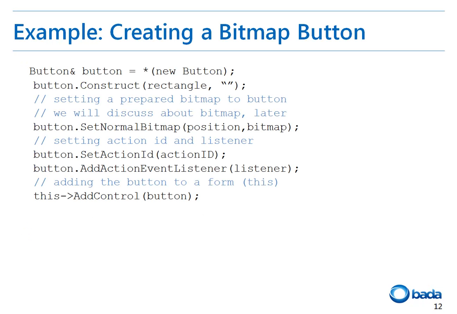Let's have a look at how we can create a bitmap button. You can create a bitmap button by calling the new and construct functions. You can specify the position and size of the button by specifying the rectangle parameter of the construct function, which contains the position and size parameters. Since this example is for a bitmap button, an empty string is put for the text parameter. Then, a bitmap is added to the button. I'll go over the procedures to create a bitmap in detail later. Then, the action ID is specified for the button, and the listener is added. You then add the button to the form so that it can be displayed on the screen.